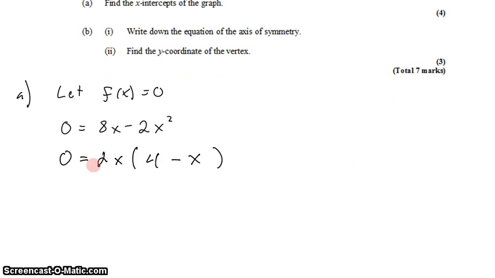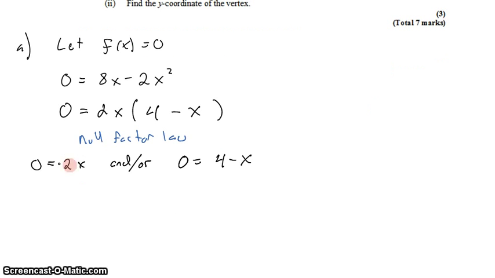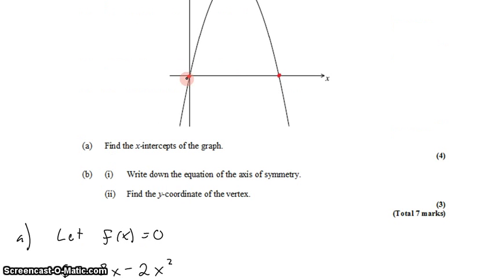Now that I have these two terms multiplied together, I can use the null factor law, which tells us that if two things are multiplied together and result in 0, then one or both of them must be 0. So 0 equals 2x and/or 0 equals 4 take x. So one or both of these things has to be true. This means that x is 0 and/or x is 4. And that appears to agree with the graph. That looks like about 0, and there's no units on the scale, but that could be 4. It's certainly not like negative 4 or something like that.